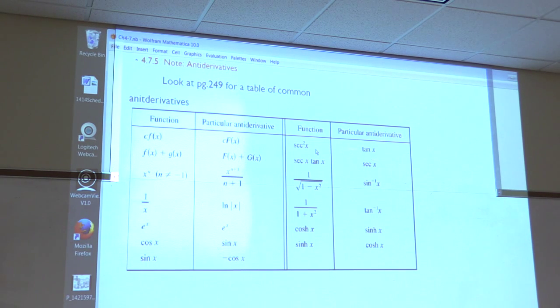And then these, again, from Cal 1, antiderivative of secant squared. Well, what do you take the derivative of to get secant squared? Tangent. So the more you know from Cal 1, the more of those things that you've got memorized, the easier it's going to be for you to go backwards.